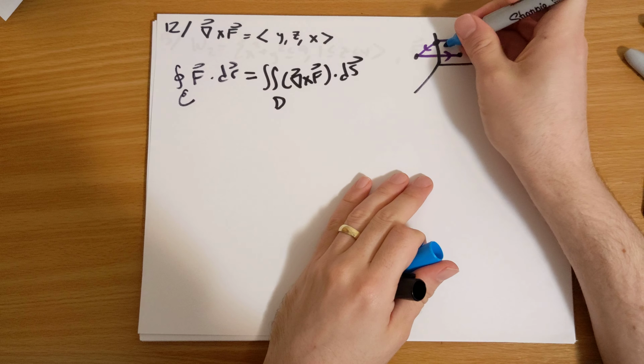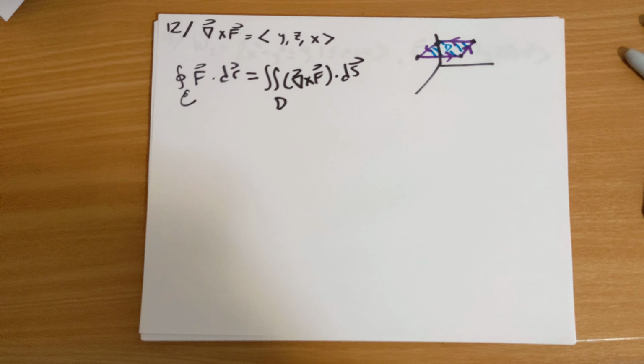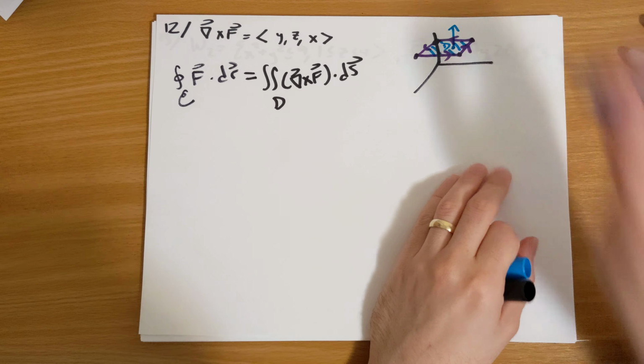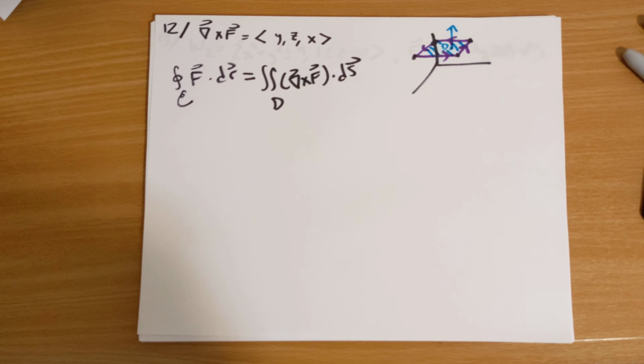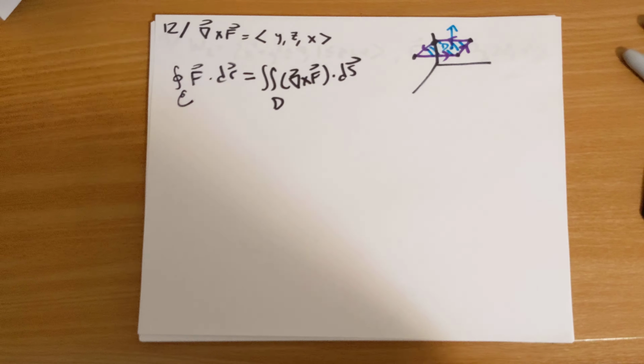What is D? D is this region right here. It's a flat square. We are going to be orienting D with the upwards normal vector here, because that will correspond to a counterclockwise orientation around the boundary here.